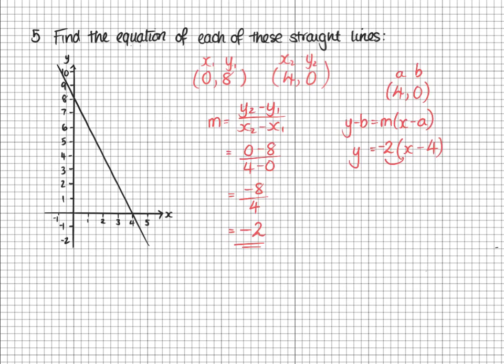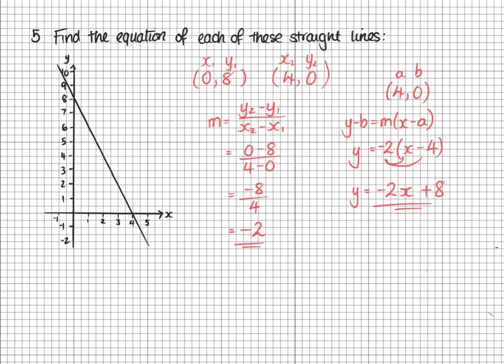So we multiply out our bracket. We get y equals minus 2 times x, which is minus 2x, then minus 2 times minus 4, and a negative times a negative makes a positive, and 2 times 4 is 8. So we get y equals negative 2x plus 8, and we can tell it's a negative gradient because it's going downhill, plus 8. It's at 8 here, so we're good.